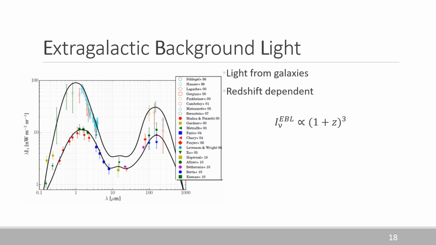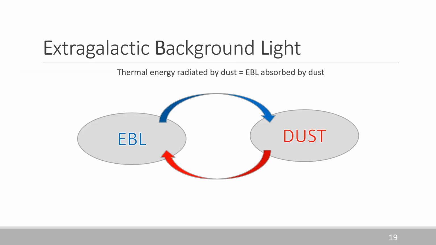So now that he has defined this most likely value for the light from galaxies, this EBL, he applies it to this sort of cycle theory here, where you have the EBL, you have galaxies radiating out light. That light in turn is absorbed by the intergalactic dust. Then the dust will re-radiate that light back out, and it'll be absorbed again by the galaxies. And in this little cycle theory, the total energy radiated by dust is equal to the EBL absorbed by the dust.